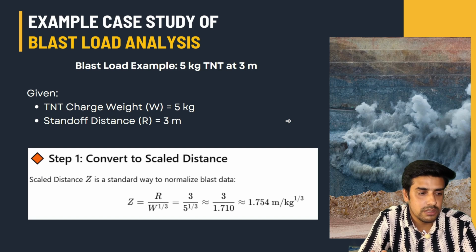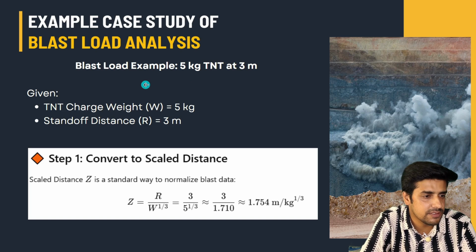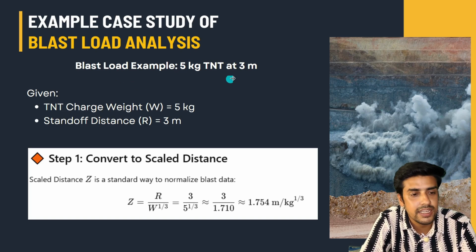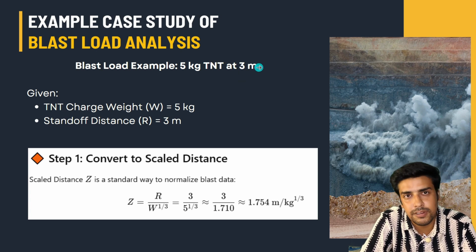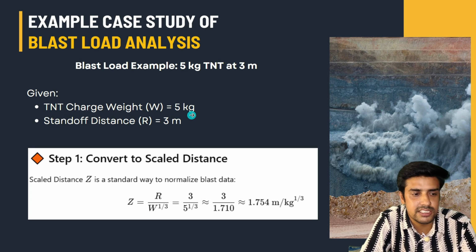We are going to use this example and then we are going to analyze it in SAP2000. So the example goes like this. We are going to do an analysis of a blast load example with a 5 kg equivalent of TNT, which is getting blasted 3 meters away from our structure. So TNT charge weight W is 5 kg and the standoff distance capital R is 3 meters.